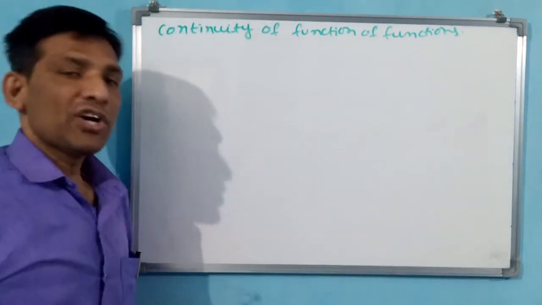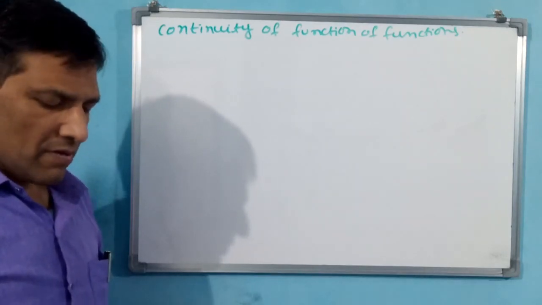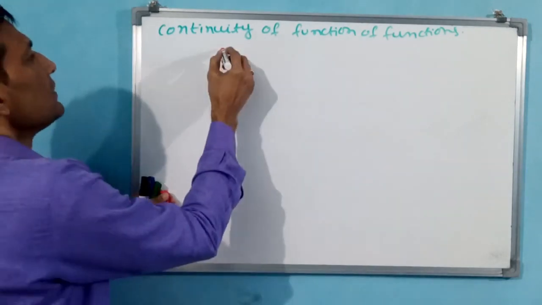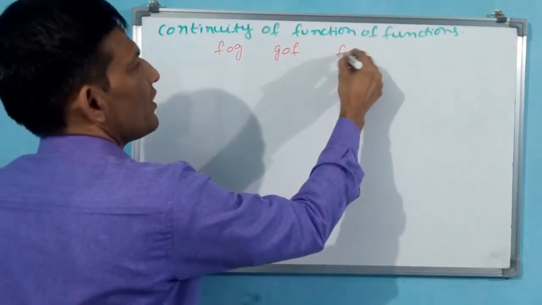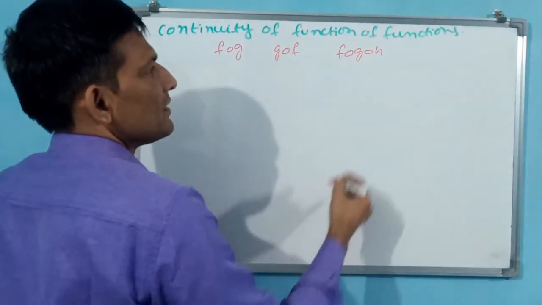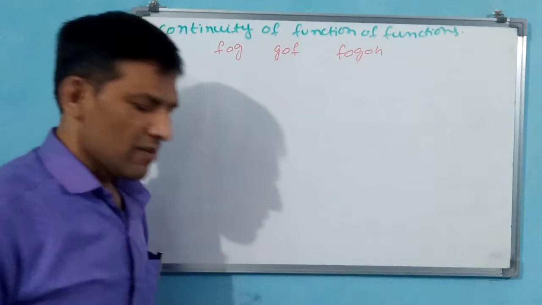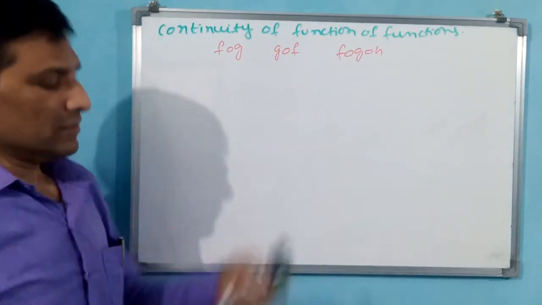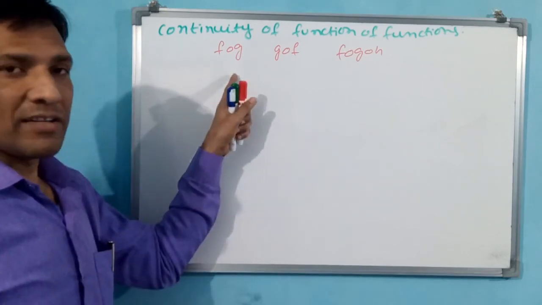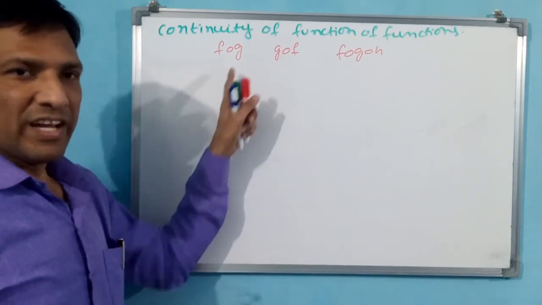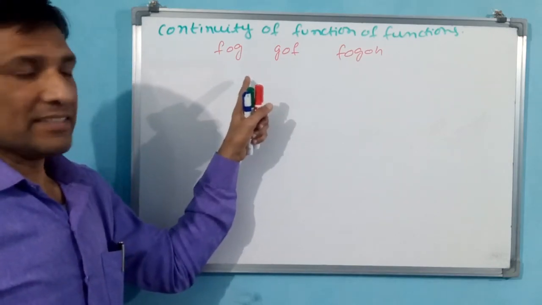Okay. See, continuity of functions. What is function of functions? FOG, GOF, FOGOH. Like this. These are called function of functions. Why? Because this is not f into g, f plus g, f divided by g, f minus g. Not like this. Function of function.